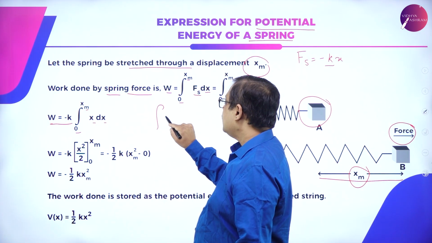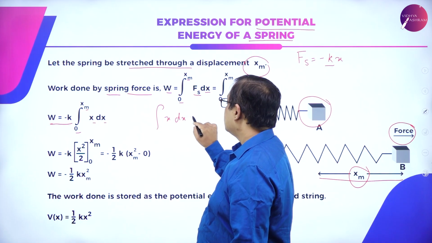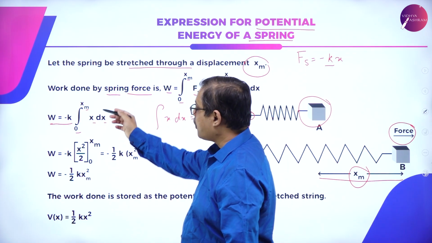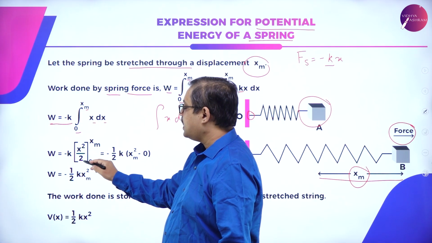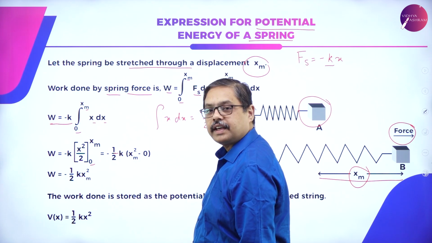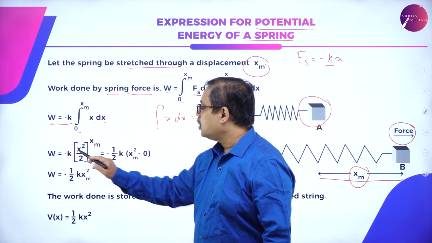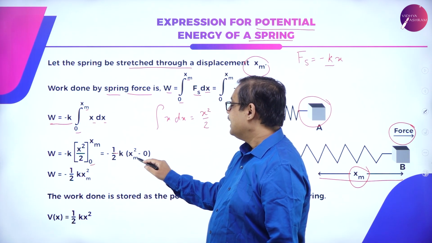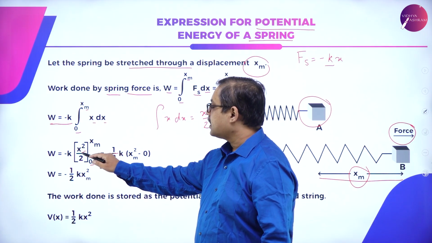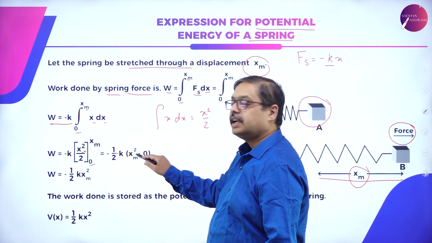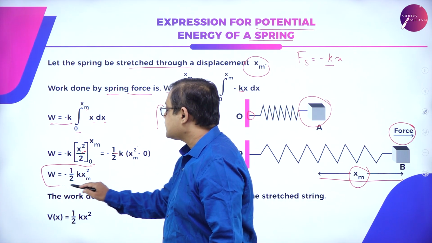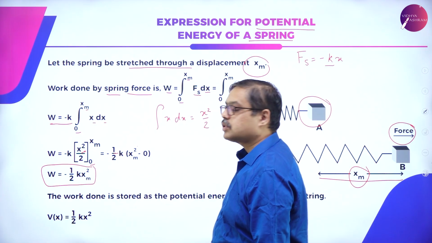What do we know? Integral x dx is equal to x squared by 2. So upon integrating, I get this as minus k x squared by 2 from 0 to xm for the value of x. So I'll take this 2 also outside, minus half k xm square minus 0. I have substituted for x here, xm and 0. So I get xm square minus 0. Work done is minus half k xm square.